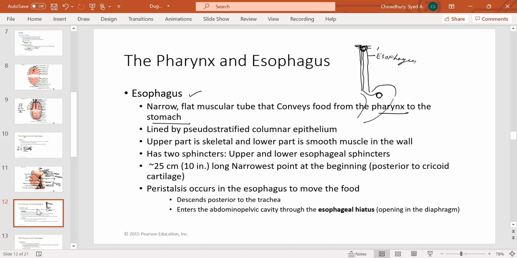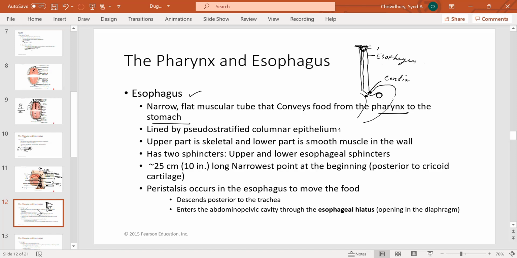Okay, and the area where the esophagus enters into the stomach is called the lower esophageal sphincter or constriction, and also called the cardia or cardiac region. Okay, where you have the sphincter called the lower esophageal sphincter.